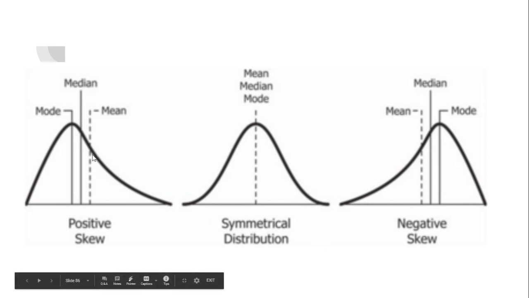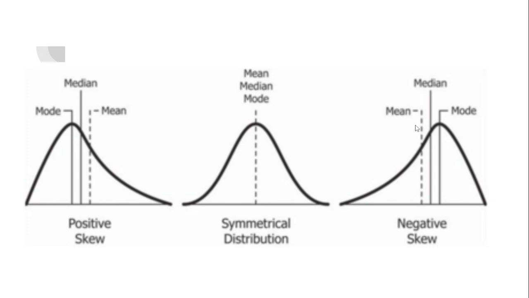So what you see here on the positive and negative skew is the average being away from the median or the mode, right? In the symmetrical distribution, it's all towards the middle, but in a positive skew, the average is much higher than where the bulk of participants or respondents are. In a negative skew, the average is much lower than where the bulk of respondents are.